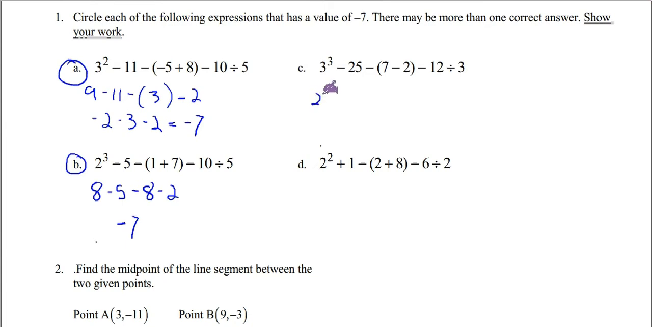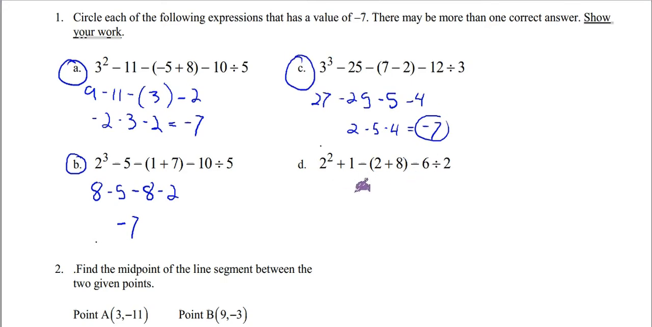3 to the third is 27, minus 25, minus 7 minus 2. 7 minus 2 is 5, so we're going to be subtracting 5 there, minus negative 12 divided by 3. Negative 12 divided by 3 is negative 4. 27 minus 5 is 2, minus 5, minus 4. 2 minus 5 is negative 3. Negative 3 minus 4 is negative 7. Right, so this also works.